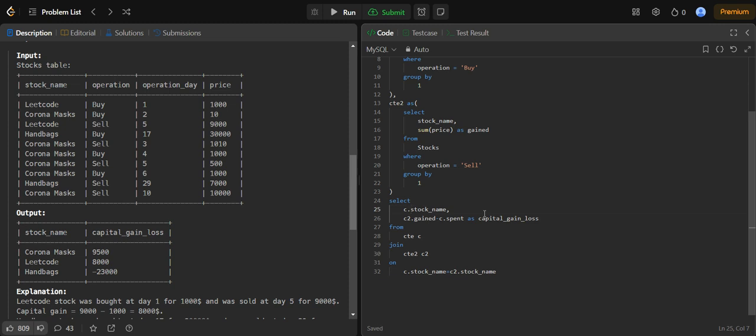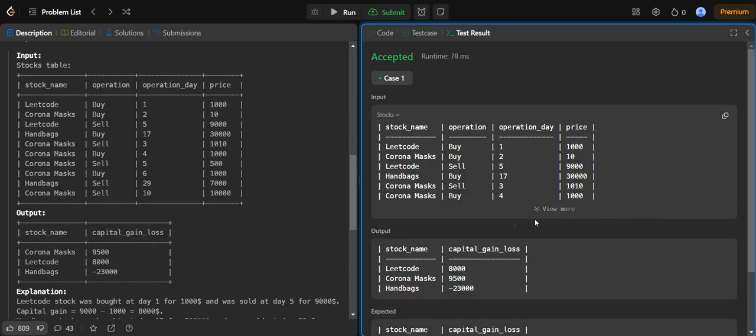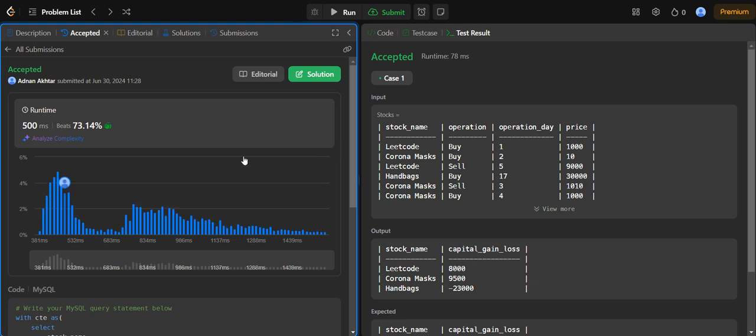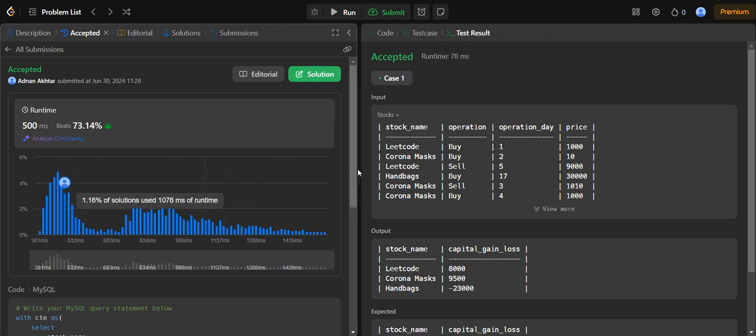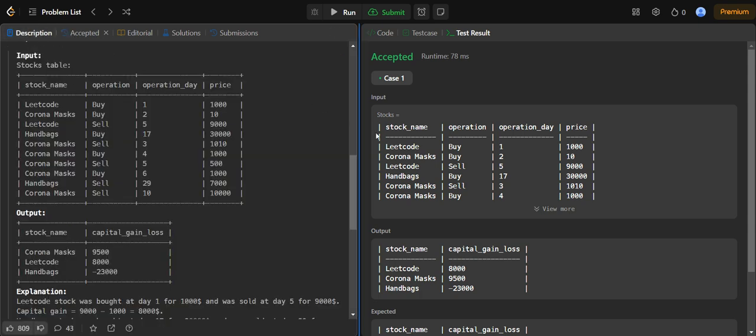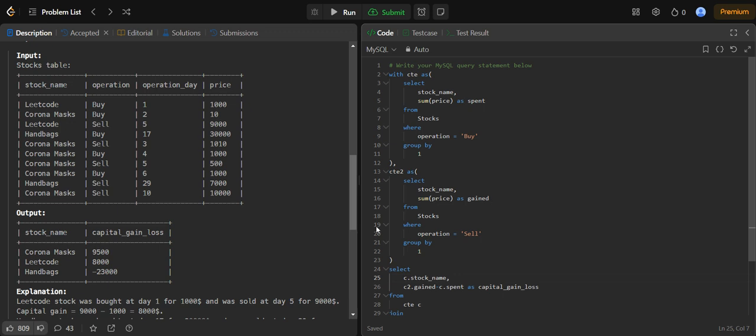If I run this query, it will give me the correct answer, and if I submit, this will get accepted. Okay, I cannot submit it again. So this got accepted. I hope you have understood how to solve this problem using CTEs also.